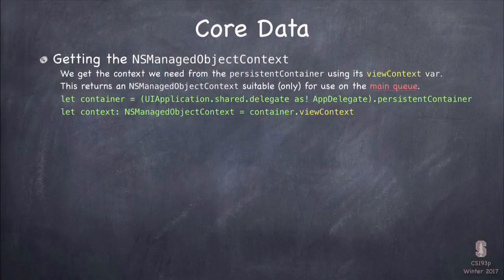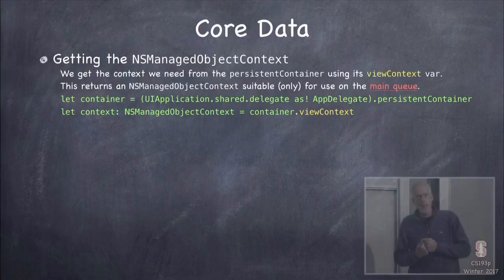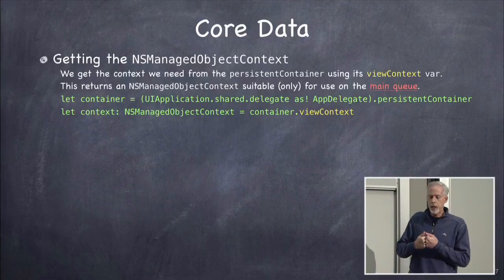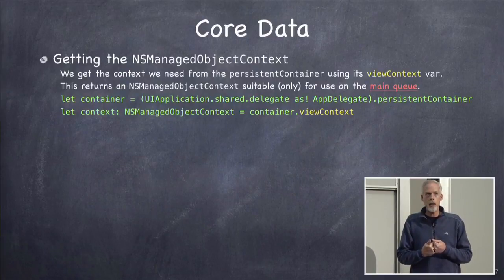And notice I'm doing as exclamation point. This will crash if my app delegate is not in fact AppDelegate, but it's already wired up to be that for you when you create a new project, so that should never be a problem. Okay, so now I have this persistent container. I need to get the context out of it. And so the container has an awesome var called viewContext. And the viewContext is an NSManagedObjectContext that's only suitable for use on the main queue.